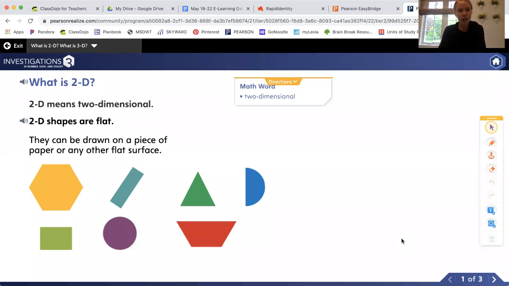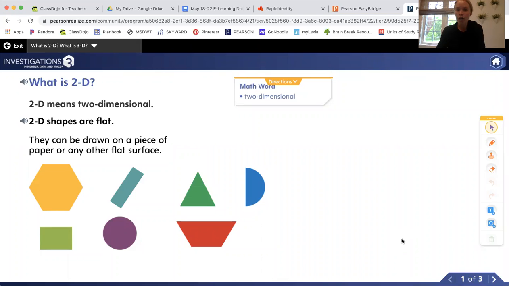Hi guys, we're here for our last week of math and we are going to be talking about shapes. So I'm going to flip my screen over to the Pearson page and we're going to look at a couple MWIs today.